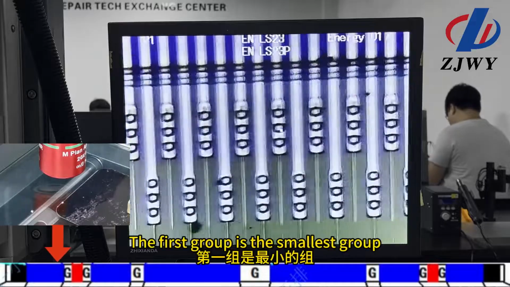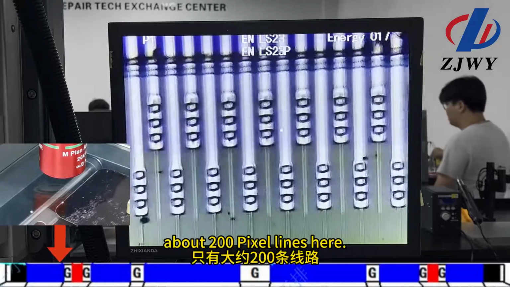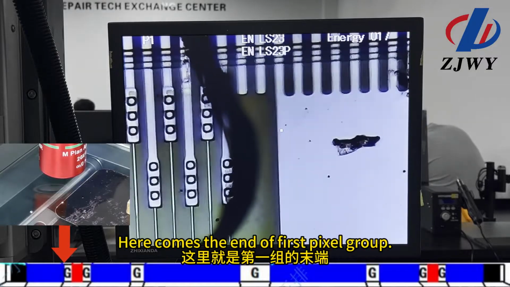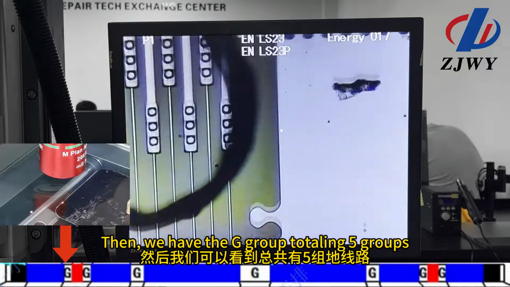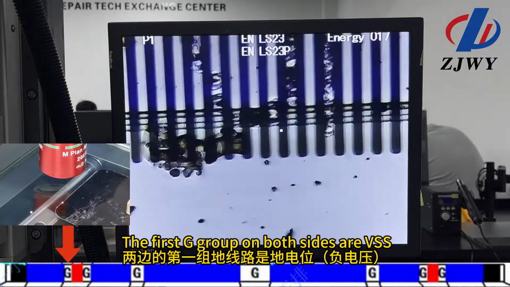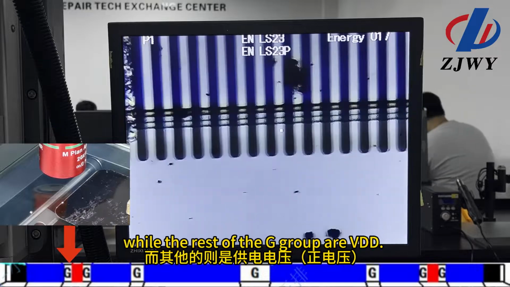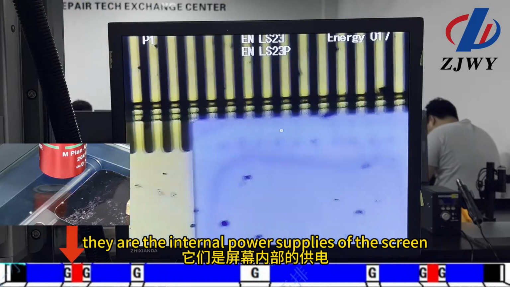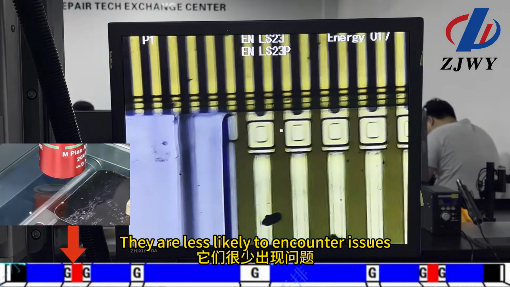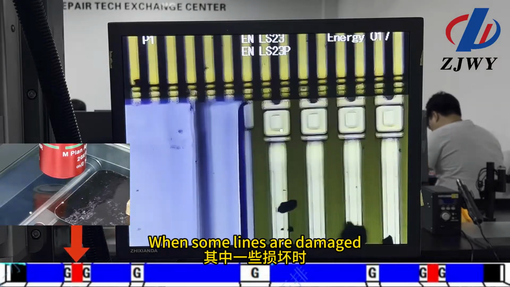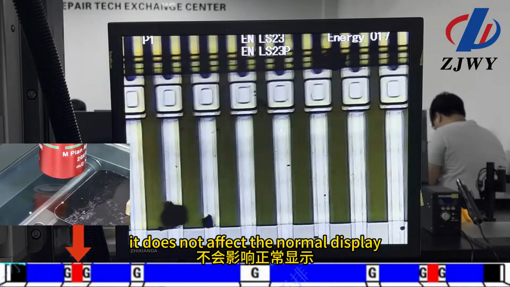The first group is the smallest group, about 200 pixel lines here. Here comes the end of first pixel group. Then, we have the G group, totaling 5 letter G groups. The first G group on both sides are VSS, while the rest of the G group are VDD. They are the internal power supplies of the screen. They are less likely to encounter issues because many lines are connected in parallel. When some lines are damaged, it does not affect the normal display.